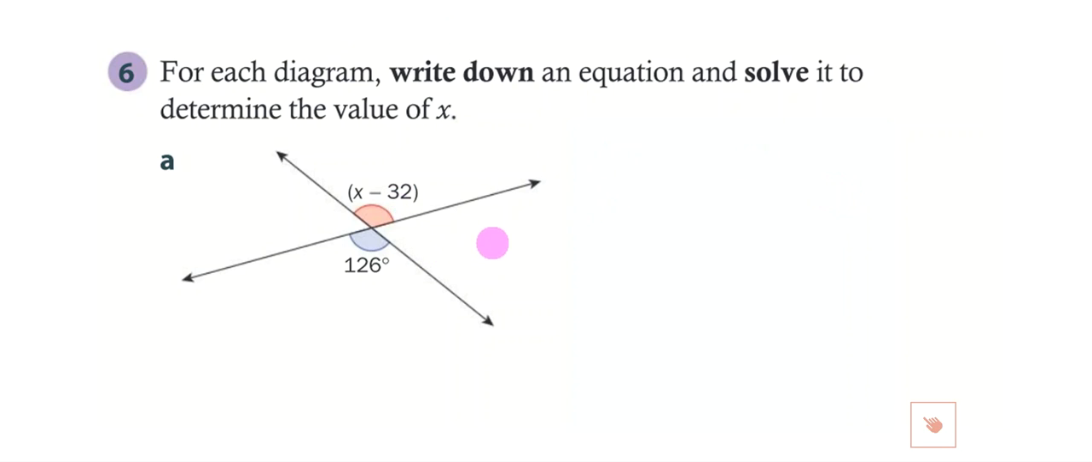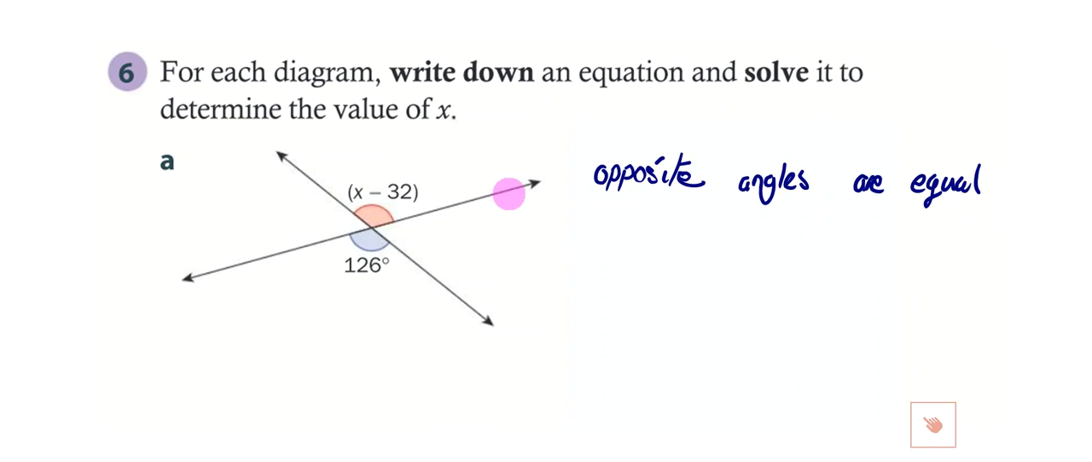To answer this question, you need to look at these two angles and decide what you know about them. Now, these are two lines that intersect, meaning that these two angles are opposite angles. And what do we know about opposite angles? Well, opposite angles are always equal.